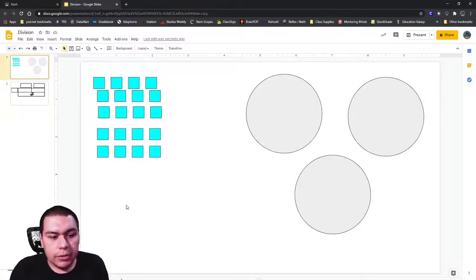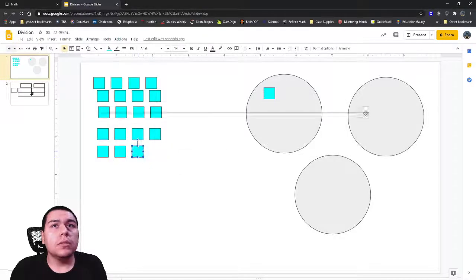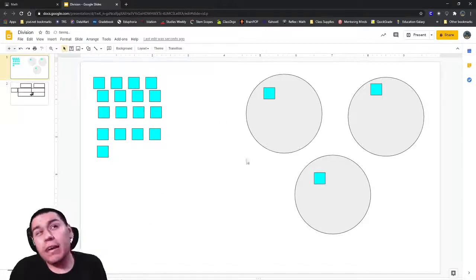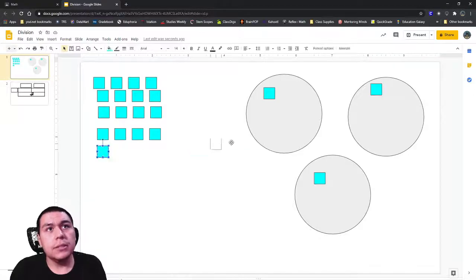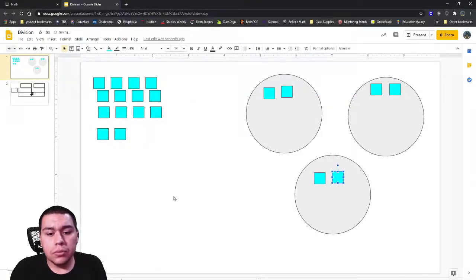Do I have enough squares to give every group 1 square? Alexa, do I have enough? Yes, I have plenty right now, right? So let me start moving. 1, 1, 1. Do I have enough to give each group a second square? Kylie? Yes. 2, 2, 2.